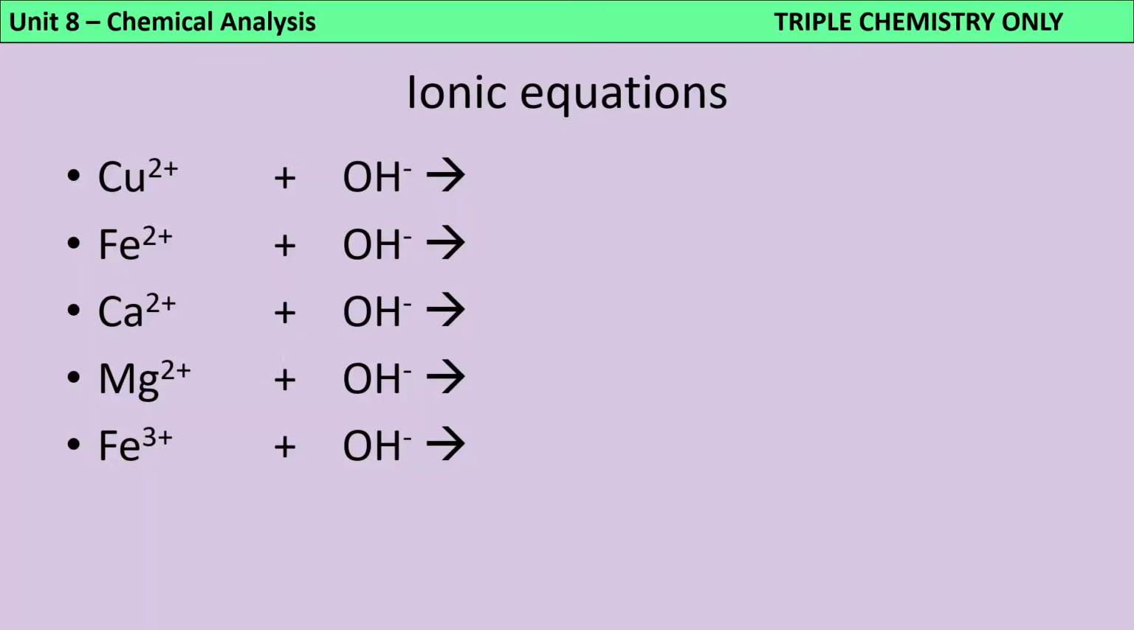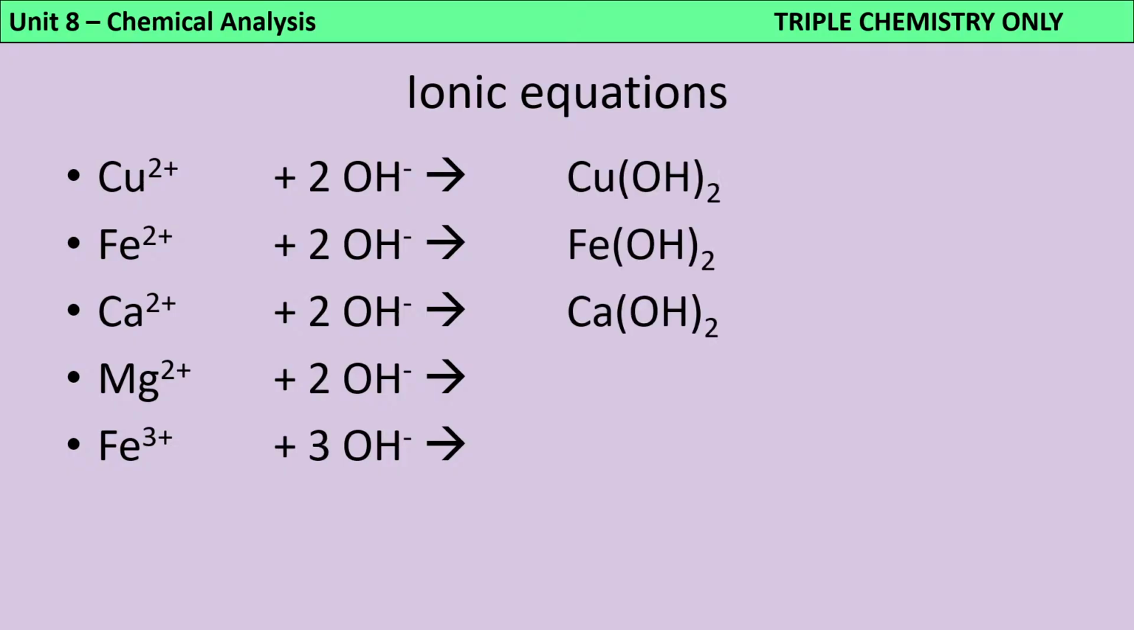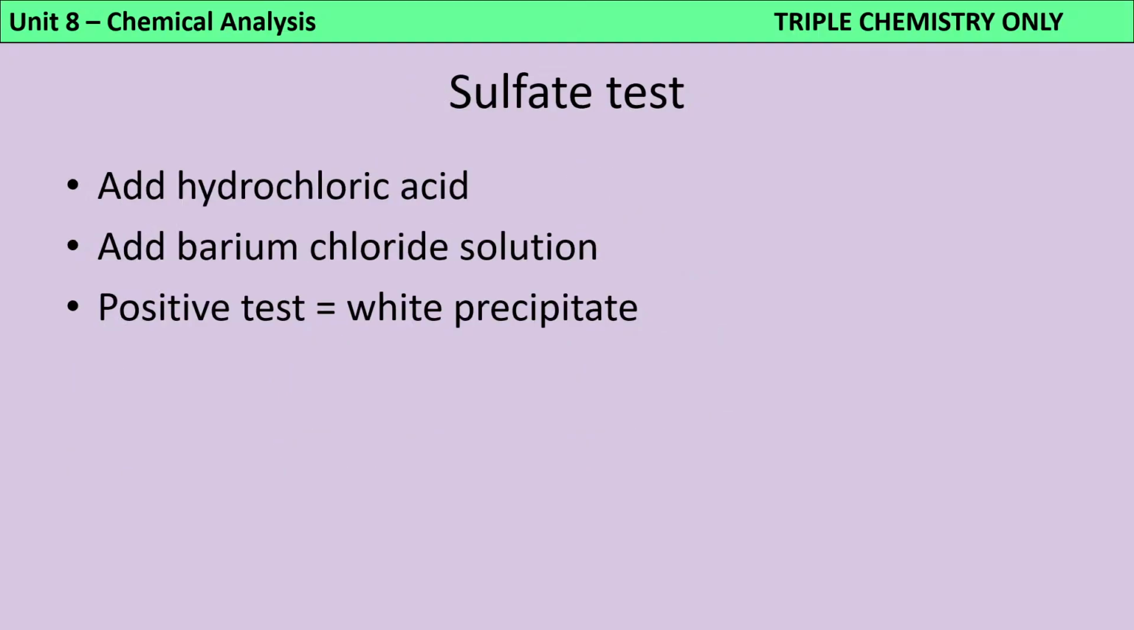Okay, you could be asked to write some ionic equations for these. So basically, look at the charge on the iron, and that's how many hydroxides you need. So copper 2+ needs 2 hydroxides, iron 3+ needs 3 hydroxides. And then you're going to make your precipitates like this, so the number of hydroxides is the same as the number of hydroxides that you've added. And you would put those in brackets, and you obviously don't have any charges inside the formula for the final compound. Then we've got our sulfate test.